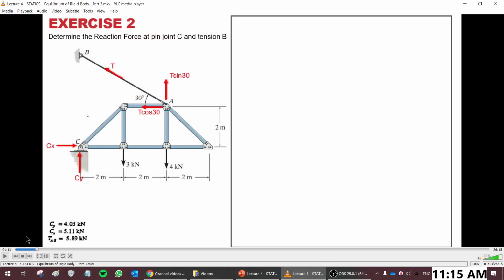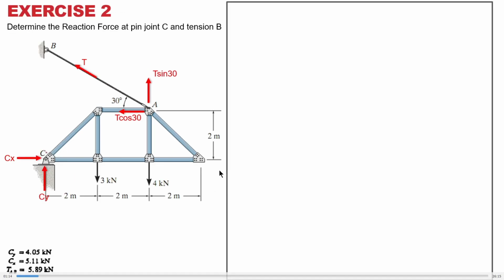Okay, so this one, we're going to learn how to solve the rest of the exercises. So look at our joints. You've got a pin joint, so you're going to have CX and also CY. And definitely there are a few forces, 3 kilonewton, 4 kilonewton.